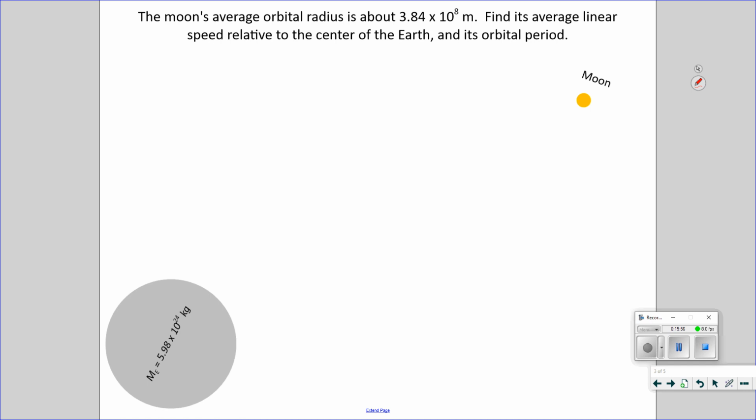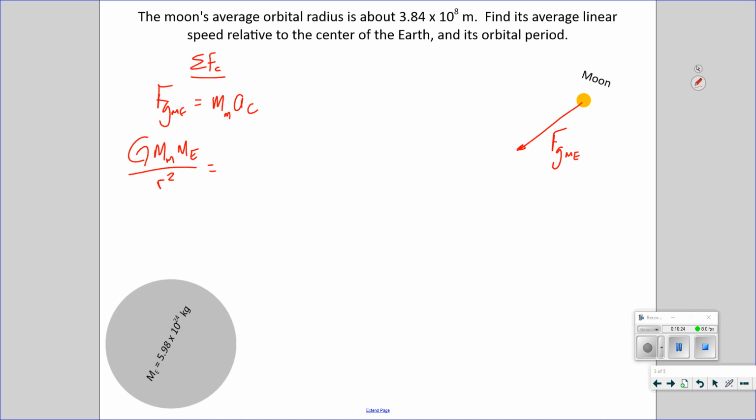So here's what we do. Guess what? Any problem that involves gravitational stuff, Fg on moon by Earth, start with a net F in the centripetal direction. Fg on moon by Earth equals m moon AC. This is G, mass of the moon, mass of the Earth, over the separation of the two objects squared. That equals the mass of the moon times V, well, let's say V average, squared over R.